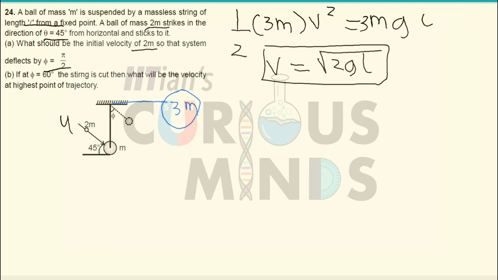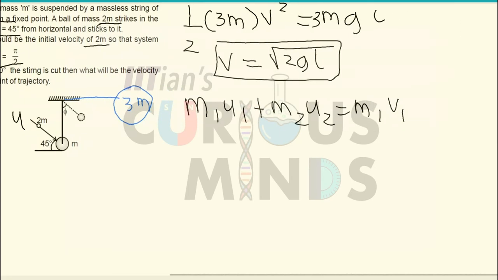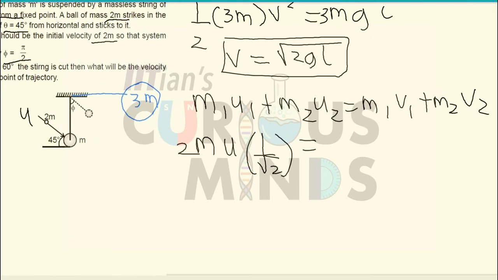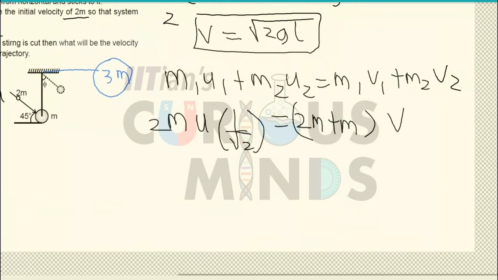So when I apply the law of conservation of momentum, m1 u1 plus m2 u2 will be equal to m1 v1 plus m2 v2. In the horizontal direction, 2m into u cos 45, which is u into 1 by root 2, will be equal to 2m plus m, as both of them travel with the same velocity, into v. Now v is equal to root 2gL, which I will substitute.